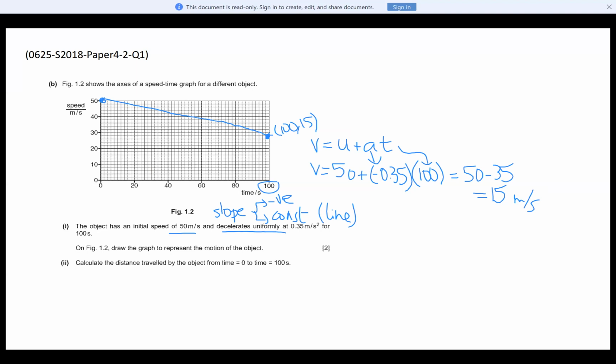Next, we are required to calculate the distance traveled by the object from 0 to 100. Like we said before, if it's a speed time graph, we have AVX again. We are at V, and we want to get X, so we're moving up the stairs, so we get the area. So distance is going to equal area. We want to get the area of this shape.